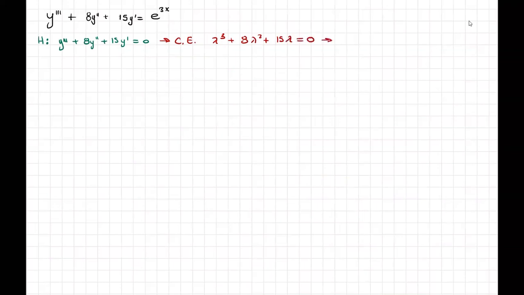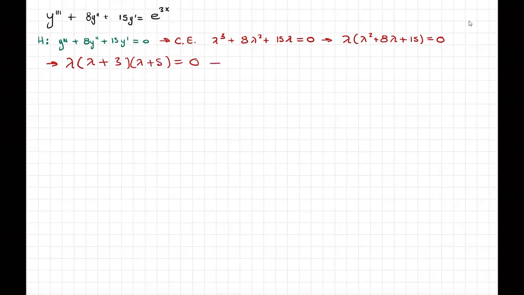So we can factor out one of the lambdas. So we can have here lambda times (lambda squared + 8 lambda + 15) = 0. From here, we can continue working with that. We can factor this out like this: lambda and lambda, something that gives me 8 and 15. So that's positive 3 and positive 5, right? 3 times 5 is 15, 3 plus 5 is 8.